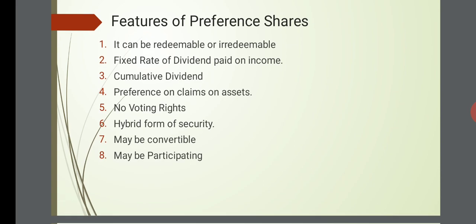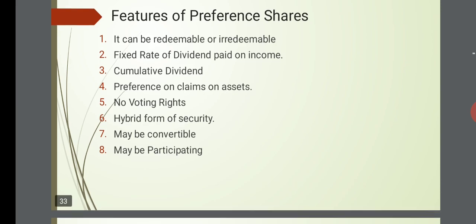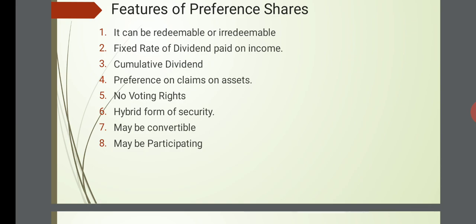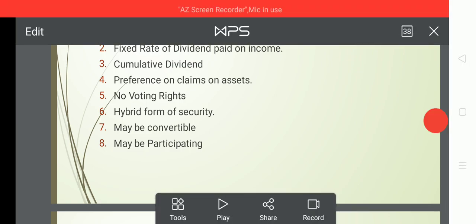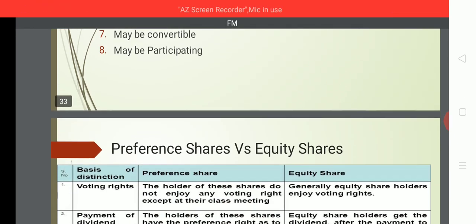It has characteristics of equity shares because it is shares. It is not paid before tax, it is not getting interest, and the company cannot enjoy tax benefit on preference dividend. It has characteristics of debt as well, because the preference dividend is fixed. The percentage of preference dividend is fixed, similar to interest. So it is a hybrid form of security. Then it may be convertible, and it may be participating. We've already discussed these two characteristics when we discussed the types of preference shares.